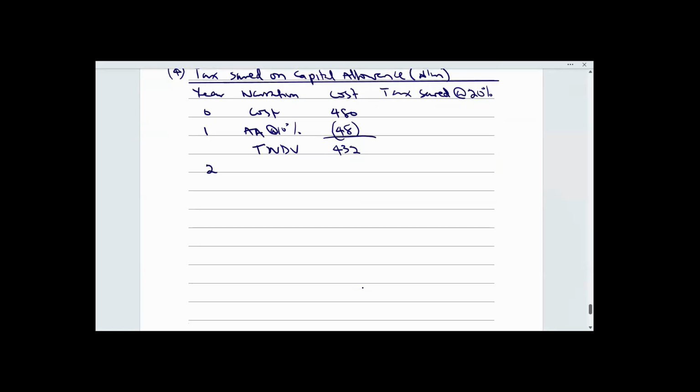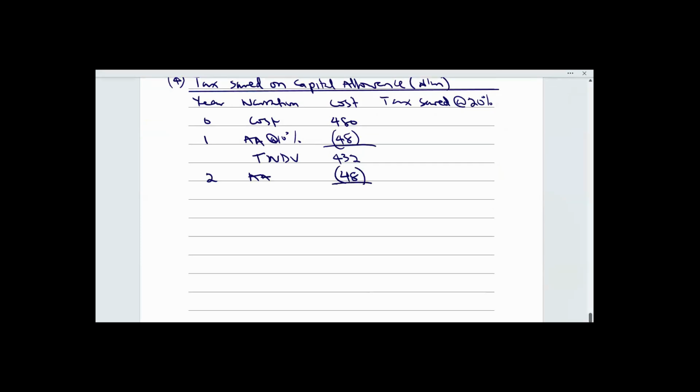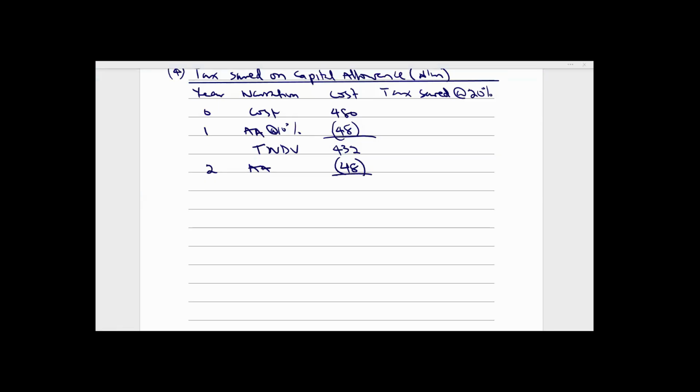Then in year 2, annual allowance is the same thing as 48 because the examiner has told us it's on a straight line basis. Let me use the calculator so that I don't make a mistake. 480 minus 48 is 432, minus 48 is 384. Here is 384. This is the tax written down value at the end of year 2.